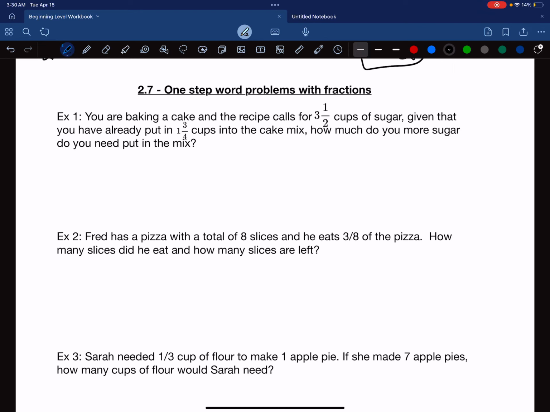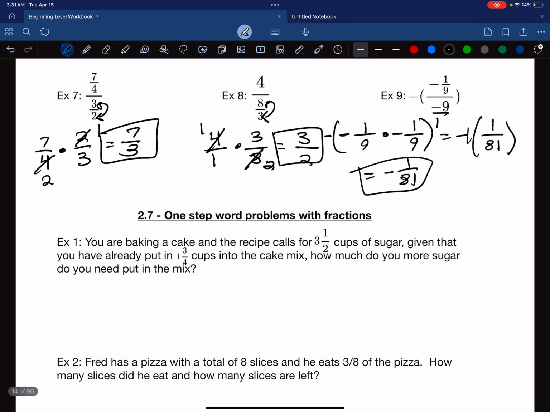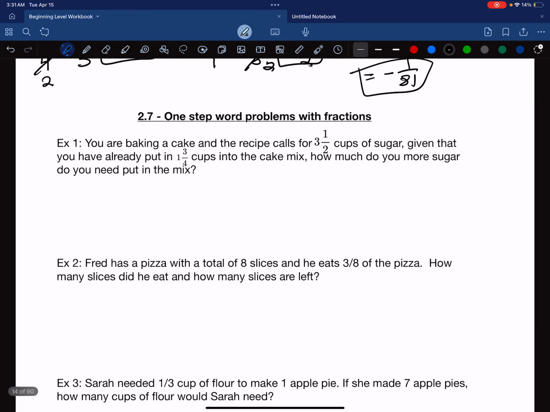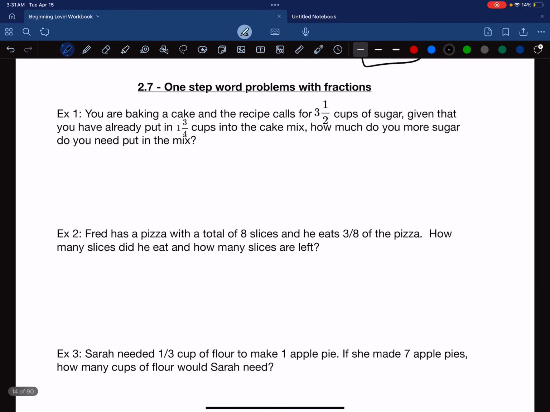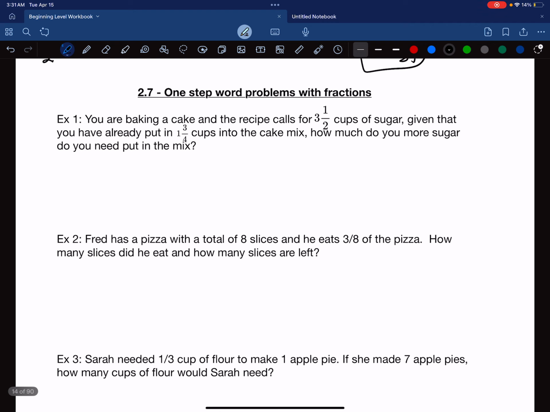Looking at section 2.7, we are now going to move a little bit away from simply evaluating fractions and actually learn how to use them in certain scenarios. So with that being said, let's work through example 1.